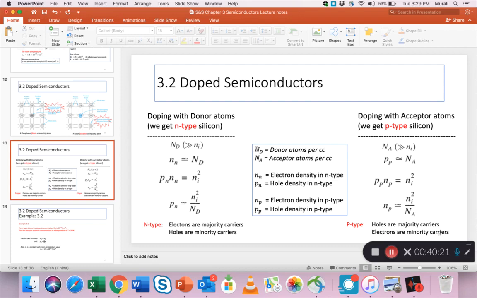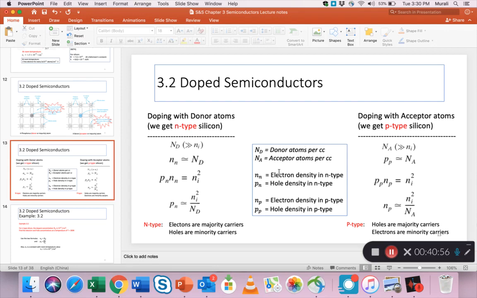So here we are introducing some new terms. Nd, which is the number of donor atoms per cubic centimeter, per unit volume. Na is acceptor atoms per cubic centimeter, right? So how many new donor atoms were introduced into the silicon, or how many new acceptor atoms were introduced into the silicon? That's what this Nd and Na stand for.